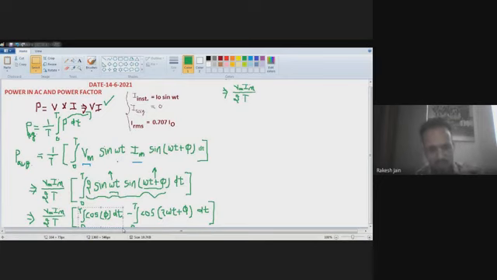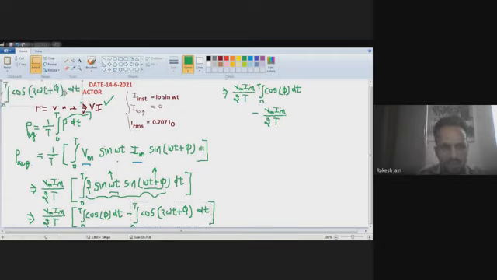So I separate this first term with the outside term, that is Vm Im upon 2T, minus the second term. The second term will be minus Vm Im upon 2T as it is, then the integration from 0 to T of cos of (2 omega t plus phi) dt, with the minus sign that was present. So now you have to solve these two.